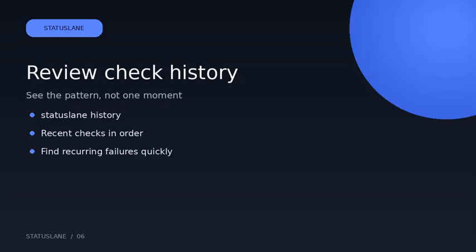Review check history. See the pattern, not one moment. Status lane history. Then use status lane to make the result visible and repeatable.